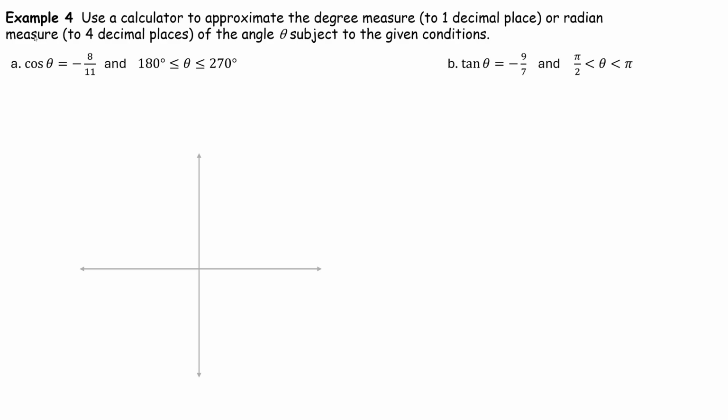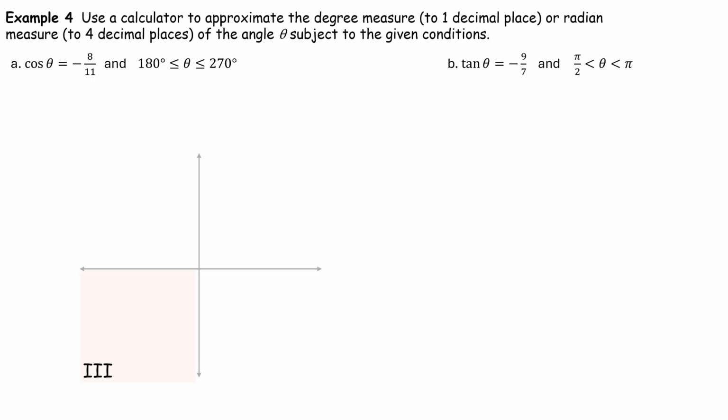Okay, I wanted to go through example 4, part A again real quick because it just looks better with a picture. So you want to use a calculator to approximate the degree measure to 1 decimal place or radian measure to 4 decimal places of the angle theta subject to the given conditions. On part A, you're trying to find the third quadrant angle. So it's saying between 180 and 270. That's the third quadrant. You're looking for an angle theta between 180 and 270 such that the cosine of that angle is negative 8/11ths.